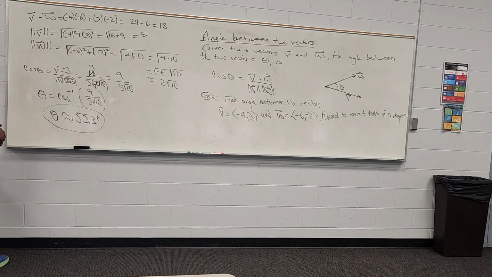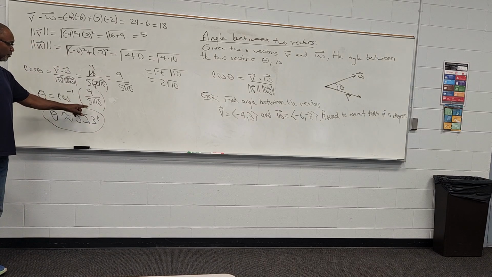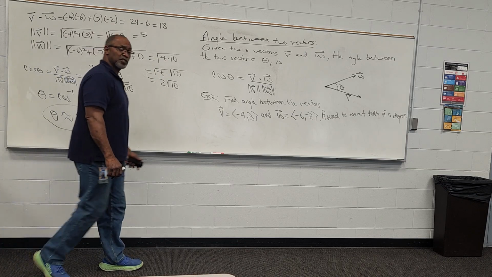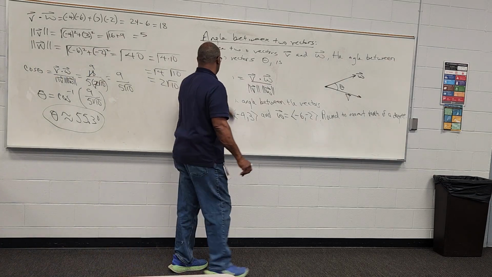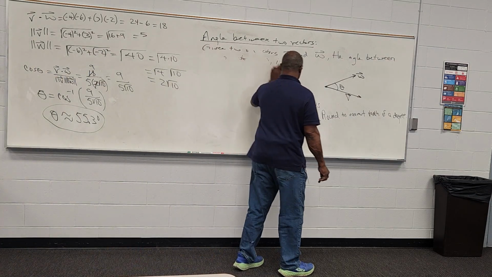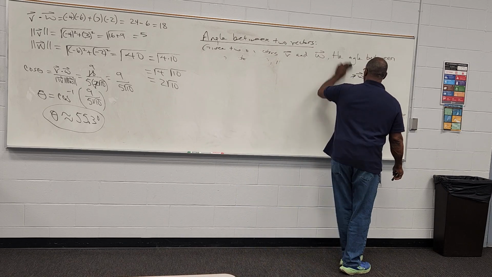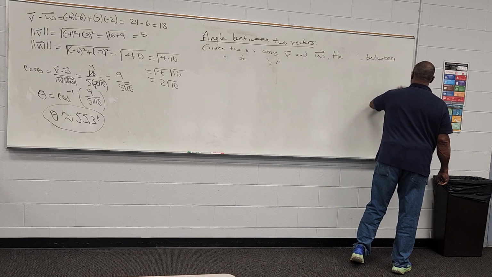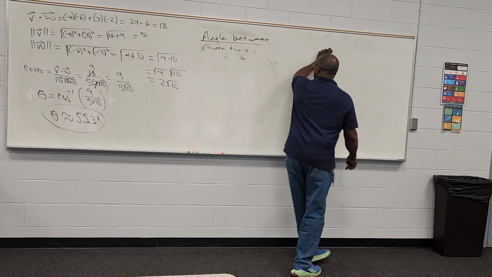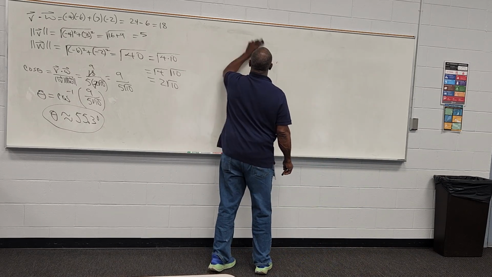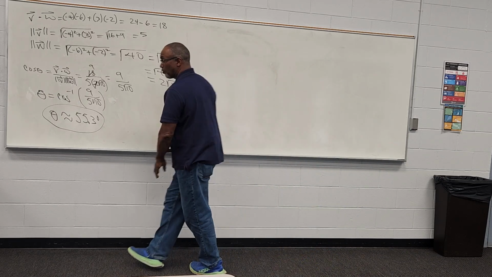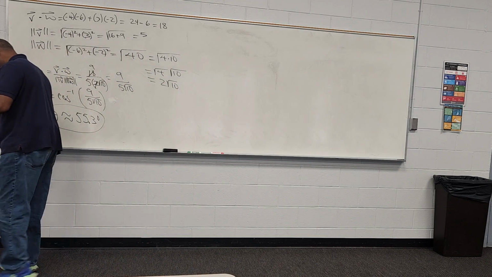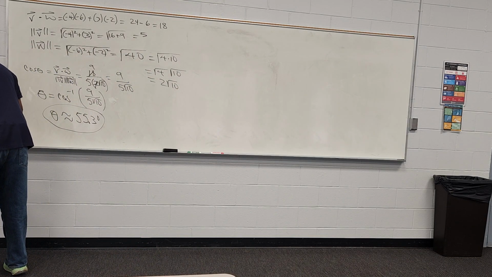Make sure your calculator is in degree mode. Take the cosine inverse of that, and that means that those two vectors sit at a 55.3 degree angle between them. Okay. All right. So that's how we find the angle between two vectors. Nothing hard about it.